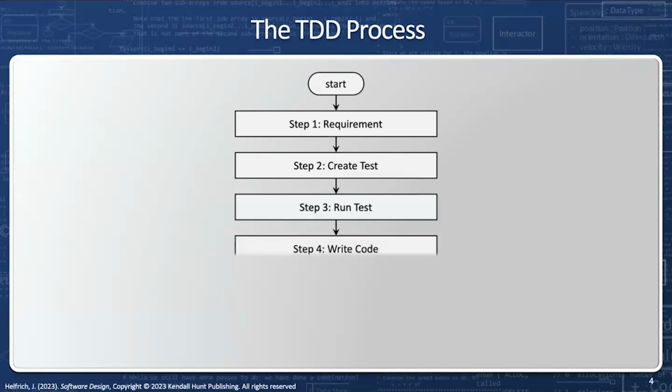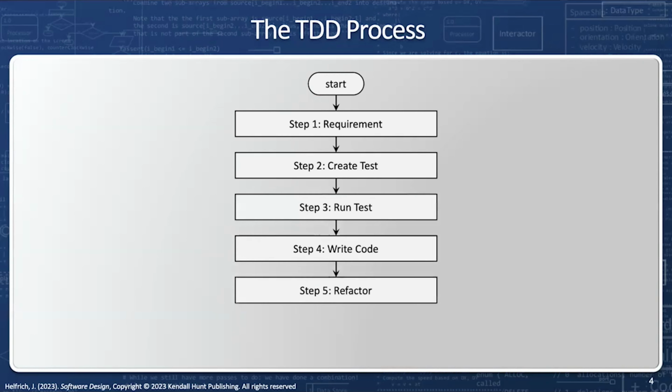Then we write the code to make that test pass, the minimal amount of code necessary to make that test pass. And then we refactor the code according to our software metrics for efficiency, for maintainability, for abstraction, for cohesion, for coupling, whatever metric is relevant for this particular set of code. And then we cycle back and do it all again.